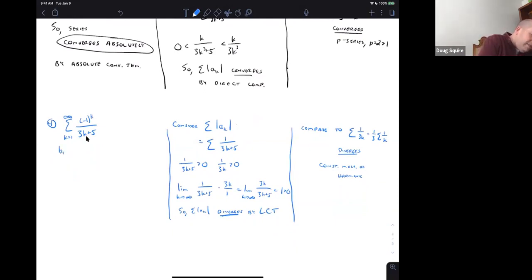b_k for the alternating series test is 1 over 3k plus 5. You prove 3 conditions about that. First, b_k is positive. You don't explain them, you just say they're true. The second is the limit of 1 over 3k plus 5 is 0 because it's 1 over infinity. The third thing is that b_k is decreasing.